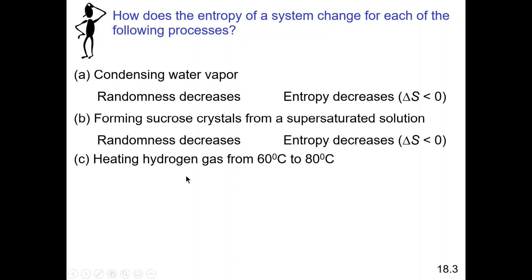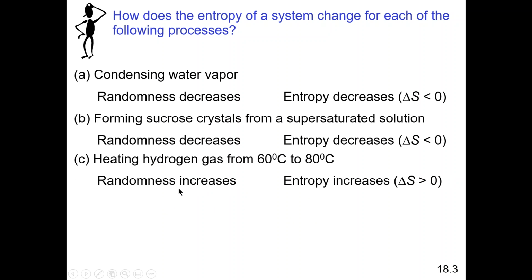Heating hydrogen gas from 60 degrees to 80 degrees. Now, in this case, you're going from a lower temperature to a higher temperature. So, as we said before, when that happens, the molecules will have more movement associated with it. So, therefore, there's more randomness associated with that process, randomness increases, and therefore delta S would be positive.